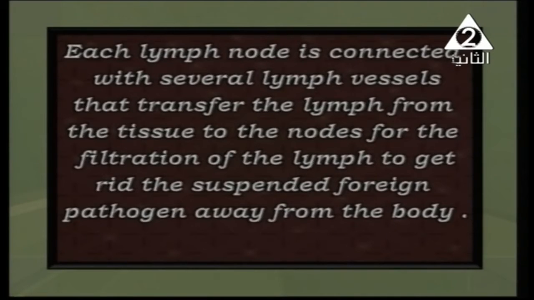And each lymph node is connected with several lymph vessels that transport the lymph from the tissue to the nodes for what? For filtration of the lymph. To do what? To remove or get rid of the suspended foreign pathogens away from the body. So those pockets have an important function in doing what? They connect with several other lymph vessels to what? To remove the foreign body away from the body. And we have a given reason here.